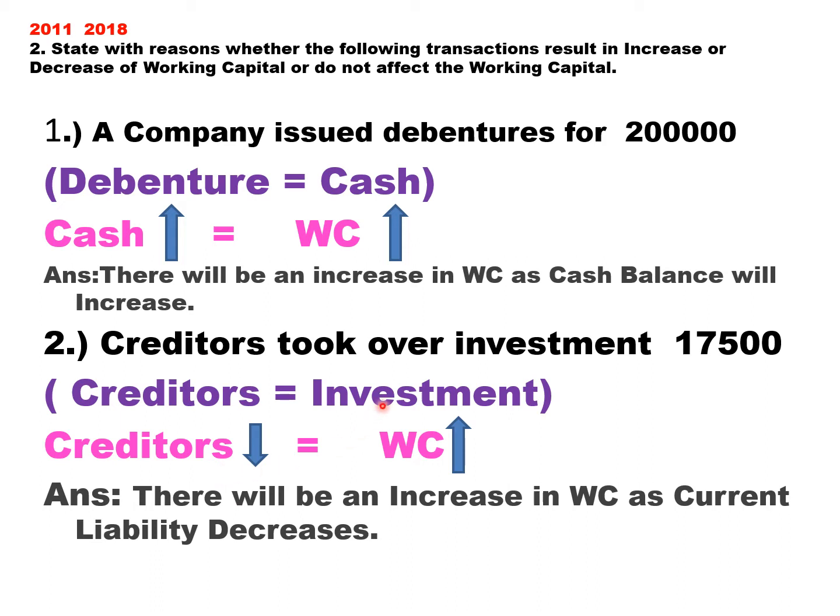We are not bothered about investment, we are only bothered about creditor, because only current items will affect the working capital. So when creditors took over investment, creditor balance will come down. So when creditors decrease, working capital will increase.